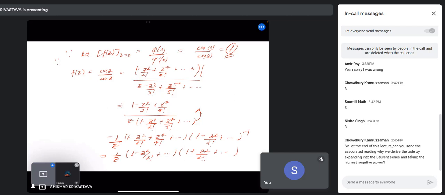Now you find the coefficient of 1 by z. So the coefficient of 1 by z is what? You just open these two brackets, and you'll get the coefficient of 1 by z equal to 1. So in this way, the residue of that function at z equal to 0 is 1. I would recommend that whenever you get any trigonometric function, you take this single approach, and then you can find the residue of the function. Is it clear?